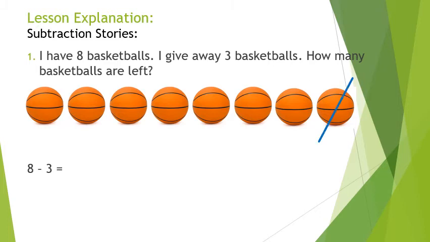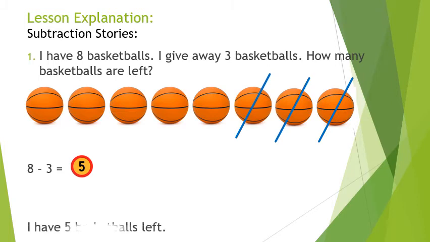1, 2, 3. So, children, how many basketballs are left with you now? Yes, correct. 5 basketballs are left with you. So, this is your sentence. I have 5 basketballs left. Okay?